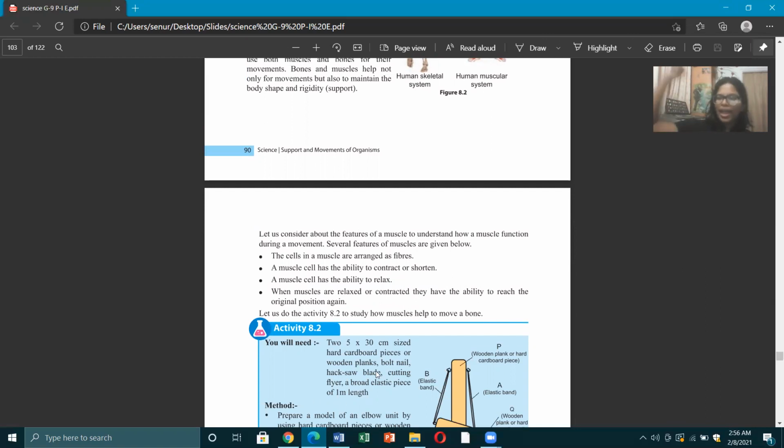Okay, so if you take the hand, children, you can contract the biceps and then you can relax it. Contract the biceps and relax it.